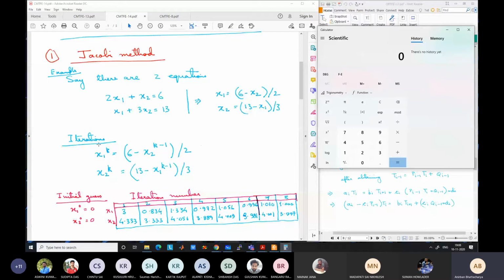In ANSYS or in other software also you give a convergence criteria of 10 to the power minus 3. If you don't give it, automatically it takes some value like 0.001. It is there for each variable, say for temperature, for u velocity, for v velocity, like this.